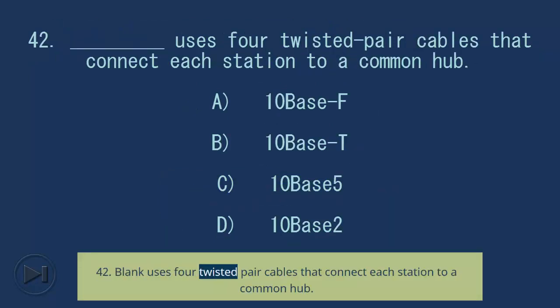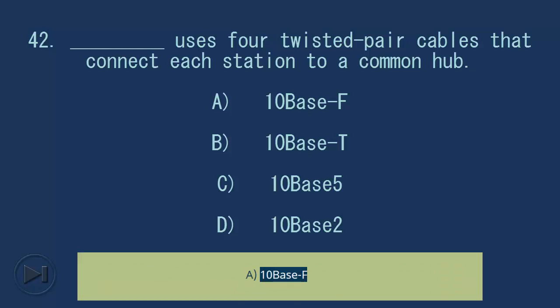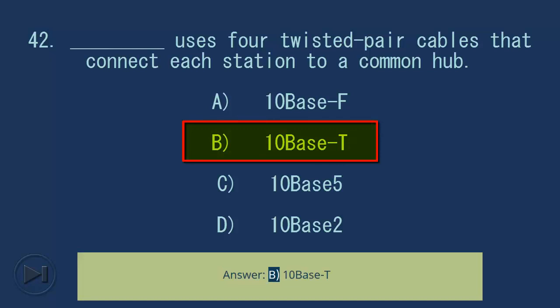42. Blank uses 4 twisted pair cables that connect each station to a common hub. A. 10 base F. B. 10 base T. C. 10 base 5. D. 10 base 2. Answer, B. 10 base T.